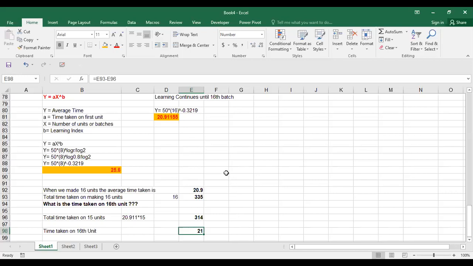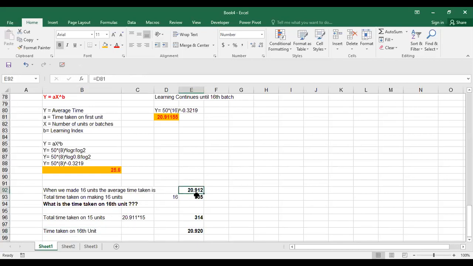21 hours? That does not make sense, because it should not be more than the average. This is the last unit. Let's increase it like this. It is still more on the 16th unit.